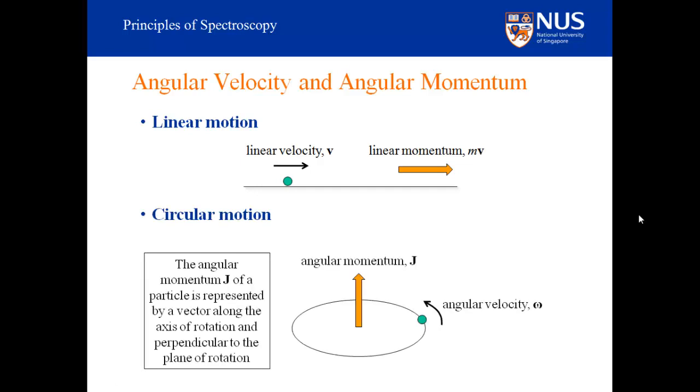Now what about circular motion or rotational motion? If I've got a particle that is moving around this ring, it will have an angular velocity omega. Its angular momentum, though, rather than its linear momentum, will also have a magnitude and direction, but its direction is defined to be perpendicular to the plane in which it is moving. What I want to show you is what the angular momentum is equal to in terms of the angular velocity and its moment of inertia.